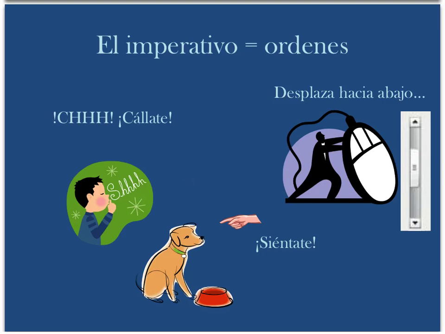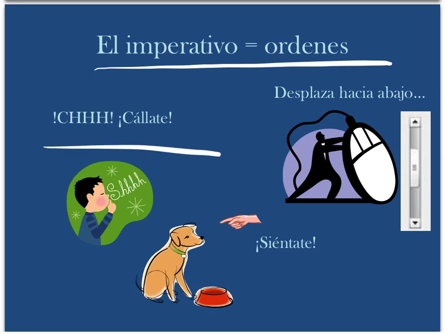So let's start by gaining an understanding of what the imperative is. I put here that el imperativo son órdenes. Órdenes, or orders, or commands, are when you basically boss people around. So this is your unit where you get the license to boss people around a little bit. Sometimes the command might be a little bit mean, like this one, where you say shh, cállate, which means shut up. That's really mean. But that's also a command.